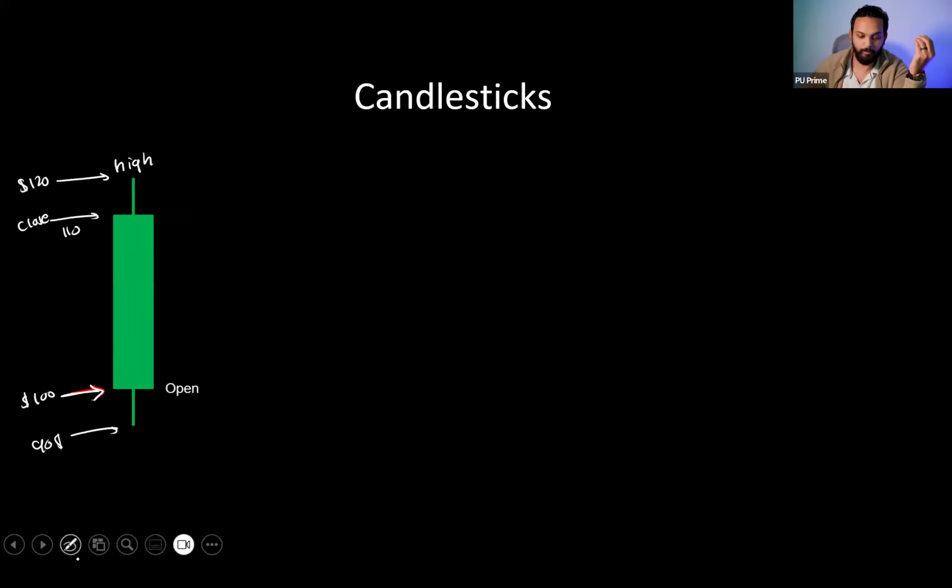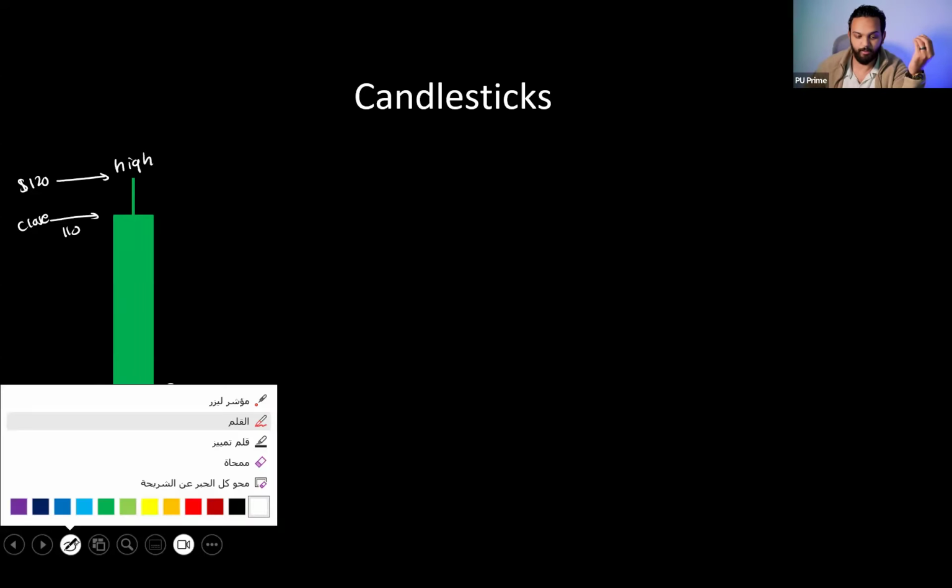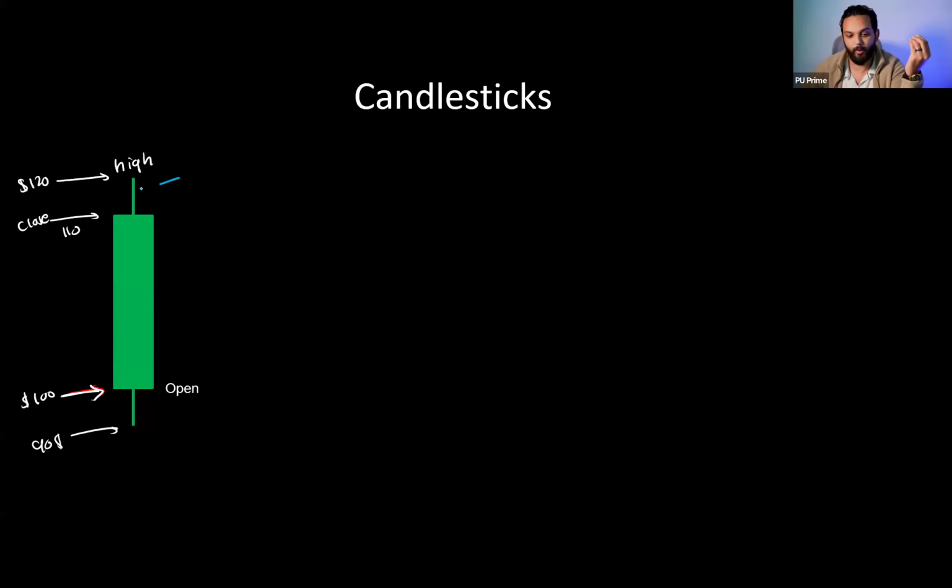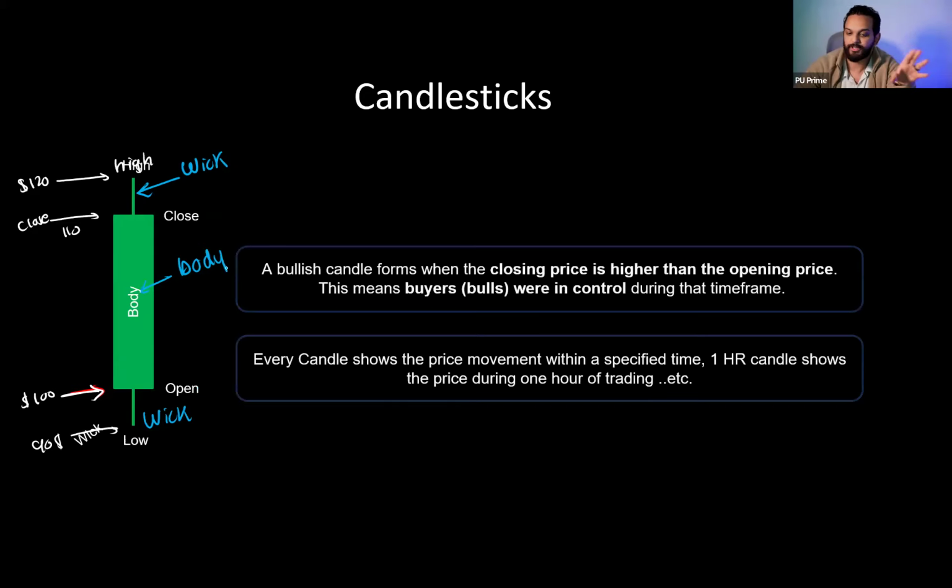What is important for me right now is the wick. This is known as a wick. And this is known as the body of the candle. As I mentioned, with the bullish candle the price tends to go higher, because it opens at a lower price and then it closes at a higher price. So the price goes up.